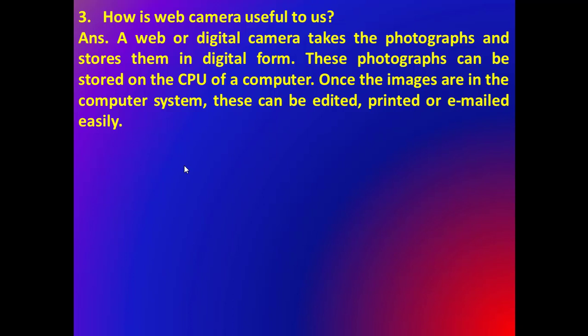How is a web camera useful to us? A web or digital camera takes the photographs and stores them in digital form. These photographs can be stored on the CPU of a computer. Once the images are in the computer system, these can be edited, printed, or emailed easily.